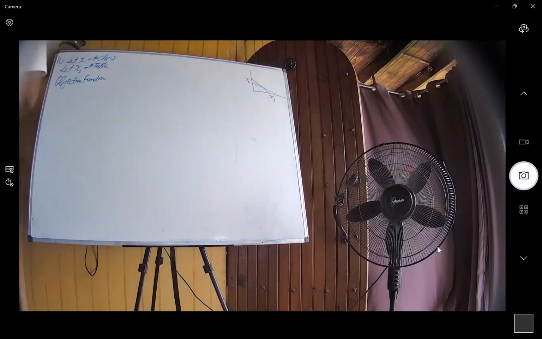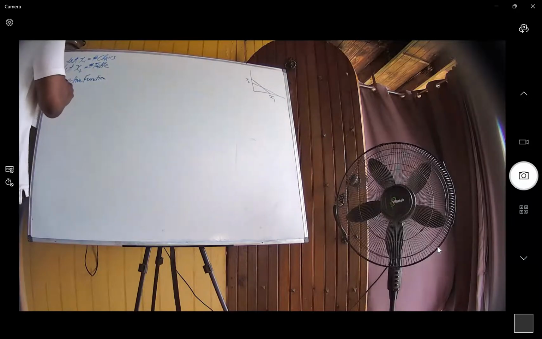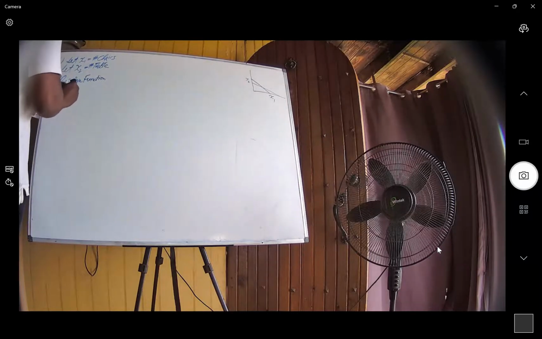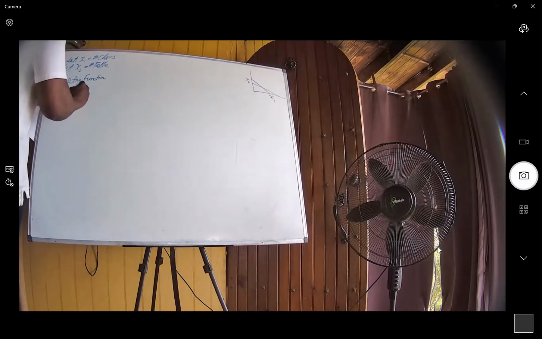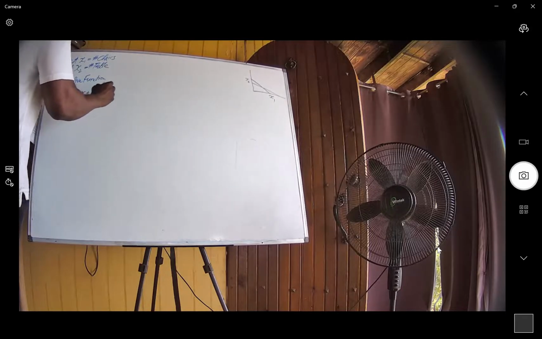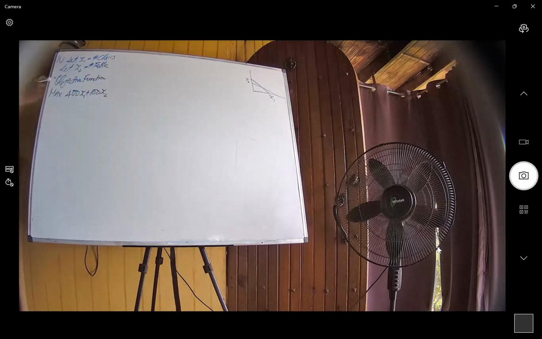Anytime you're selling something, it's always max 400 x1. What's it? Max 400 x1 plus 100 x2. Everybody see that? Does anybody not see this? All right, so everybody sees it.